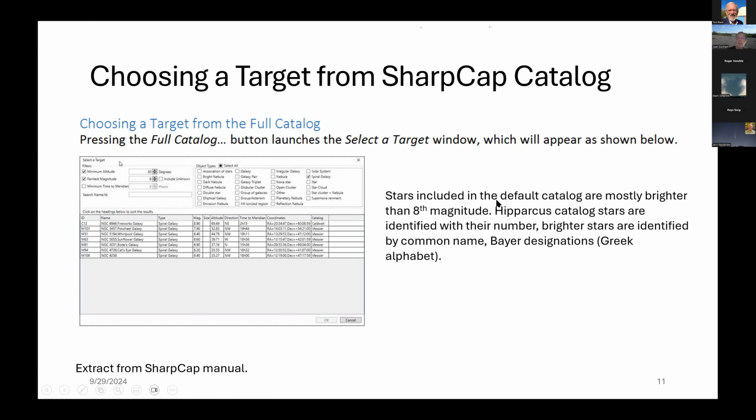Most of the stars in this particular default catalog are brighter than 8th magnitude. Hipparcos catalog stars are identified by their number, and brighter ones are identified by the common name or the Bayer designation, the Greek alphabet.